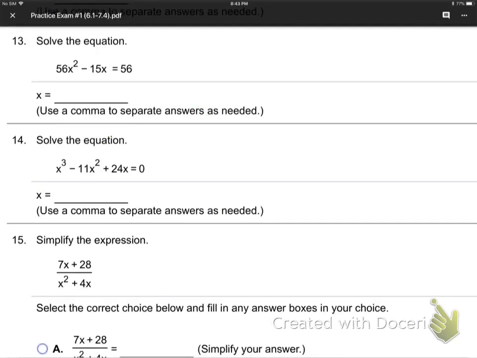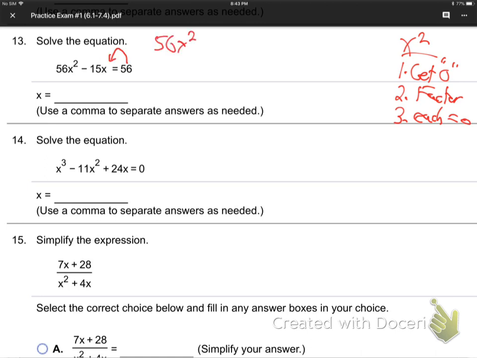Now for number 13, same game plan for x squared, right? Step 1, get a 0. Step 2, factor. Step 3, each one equals 0. So step 1, bring this over. So we've got 56x squared minus 15x minus 56 equals 0. So that's step 1, get a 0.